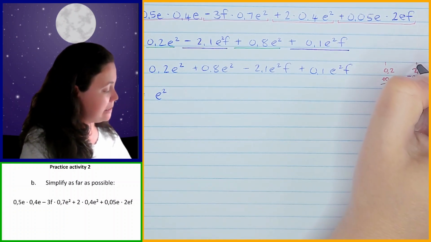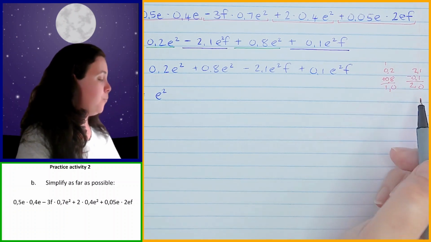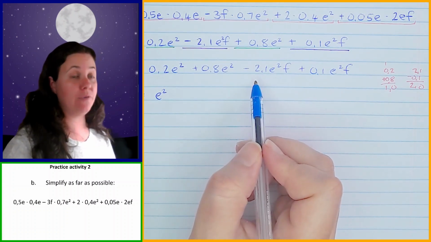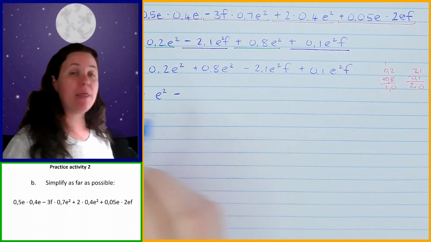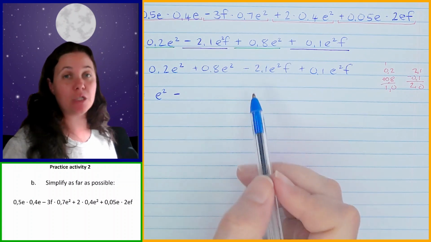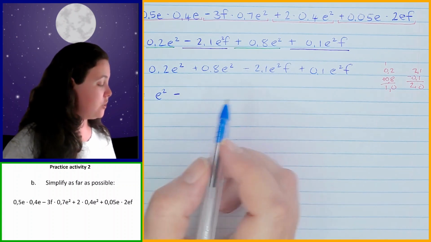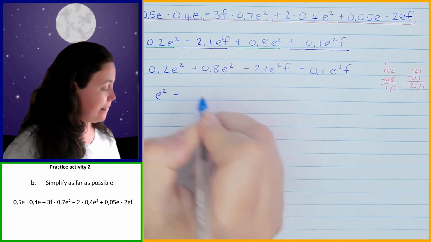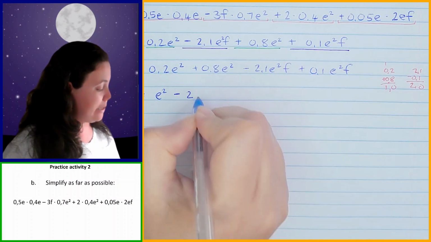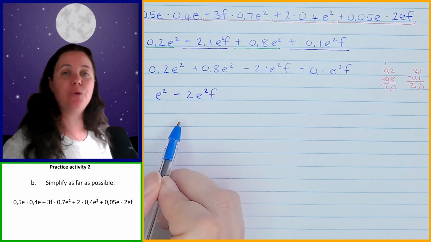Okay, 2.1 minus 0.1. So 1 minus 1 is 0, and 2 minus 0 is 2. Okay, so that's 2.0, right? So this is going to be, because the one that had the bigger absolute value was negative. Remember, the absolute value is the distance from 0 to the number. So the absolute value for negative 2.1 is 2.1. Okay, so it's going to be negative because the one that has the bigger absolute value is negative. So it's negative 2. Now, I don't need to write 2.0. Again, that 0.0 I don't need to worry about. So it's just 2, and then e squared f. So that's what we should have got for question B. E squared minus 2 e squared f.